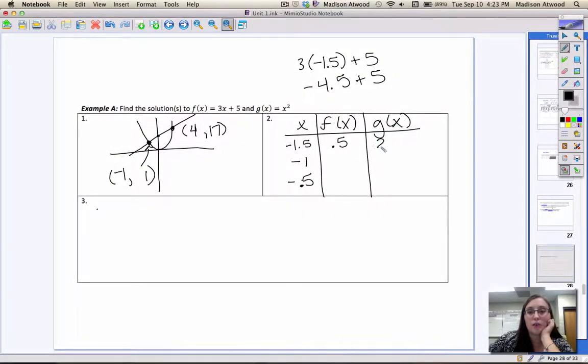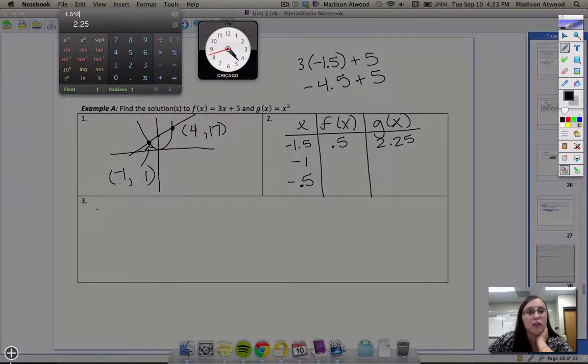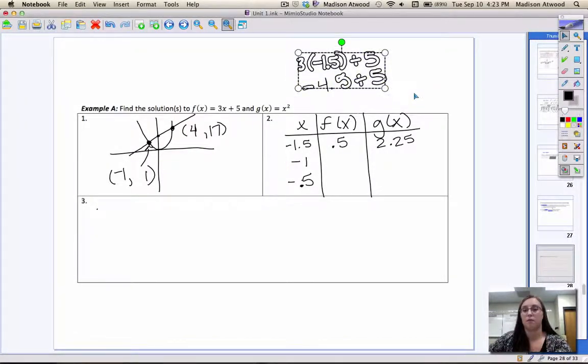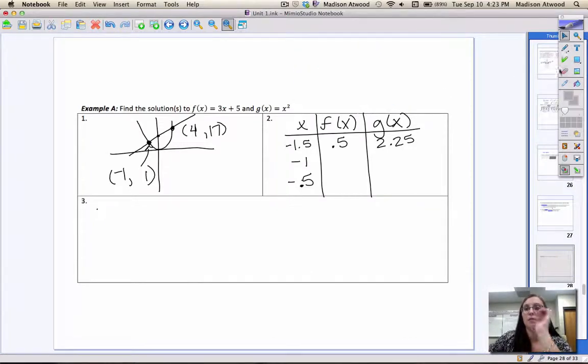.25, and I'd used a positive 1.5 just because it's the same thing. All right, so those are obviously not the same at that point. Let me make sure I did that right. Yep, 1.5 squared. All right. So then I'm going to evaluate it at -1. So I'm going to do -1 in for x in each function. So I'm going to get 2 here and 1 here.